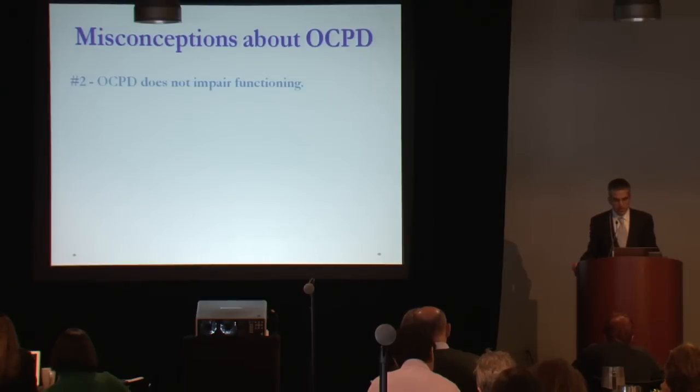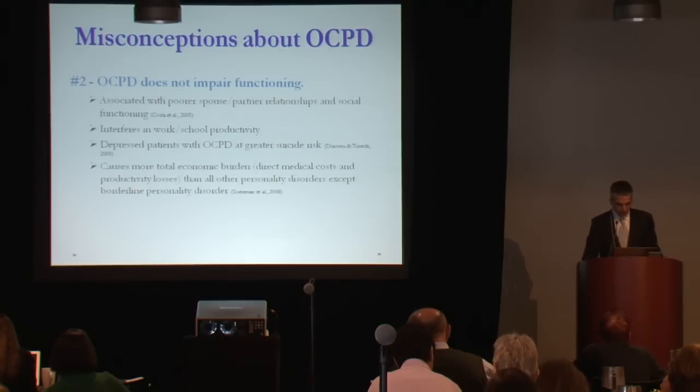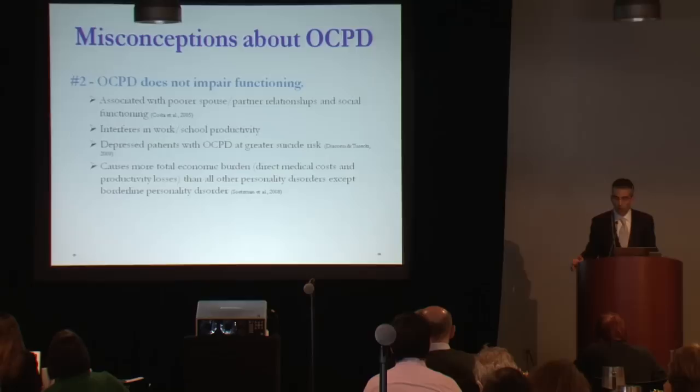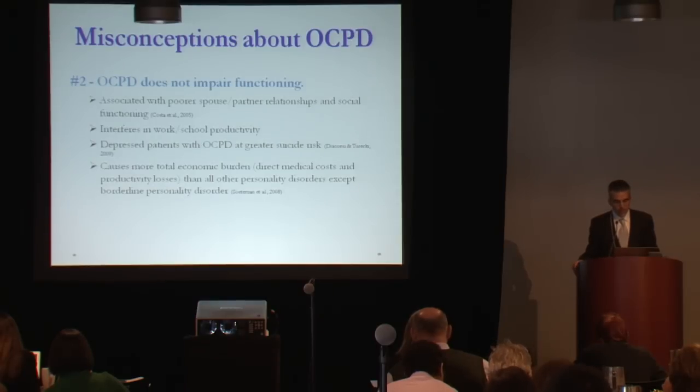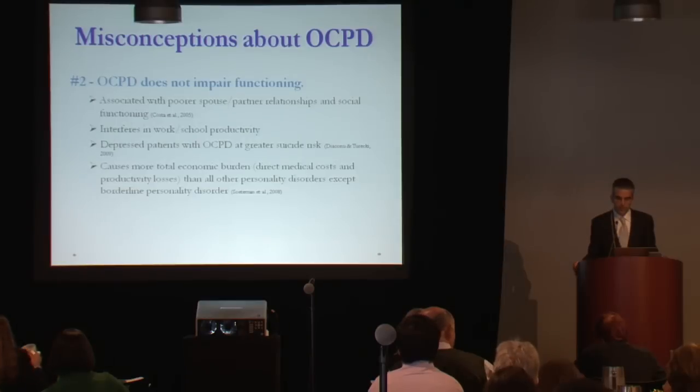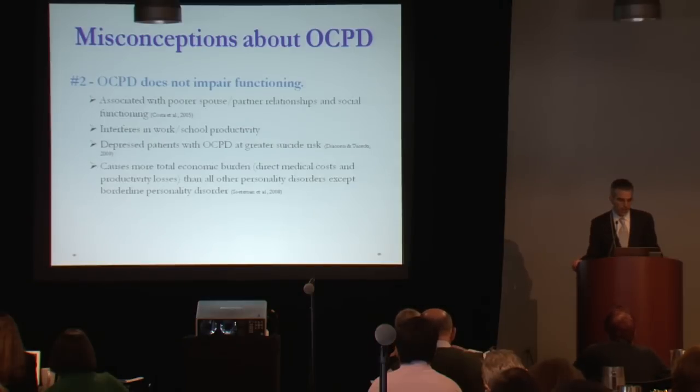Some often will say that OCPD does not impair functioning. In fact, it's associated with poor spouse and partner relationships, as illustrated by the examples I just gave, problems in social functioning, and it interferes in school and work productivity. In samples with MDD, the depressed patients with OCPD were at greater risk of suicide, increased ideation and more attempts. In a large study of the economic costs of personality disorders, OCPD was found to cause more total economic burden in terms of both direct medical costs and productivity losses than all other personality disorders except for borderline.